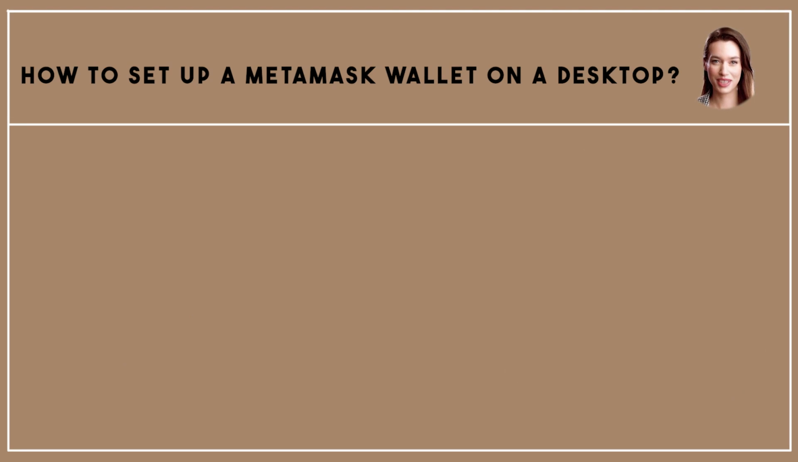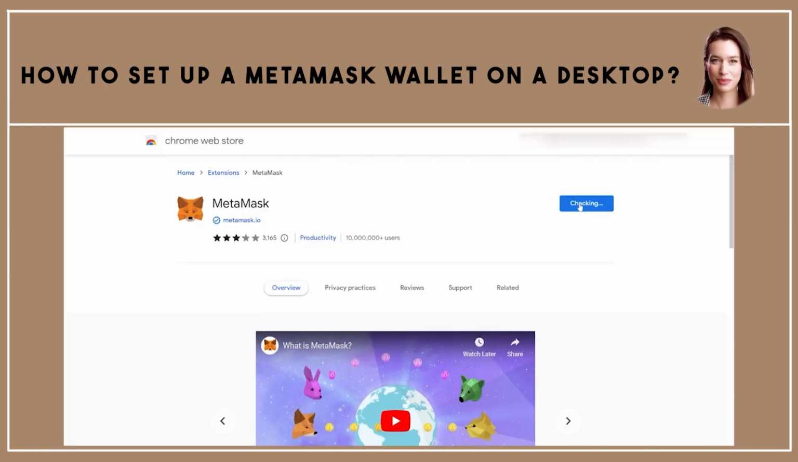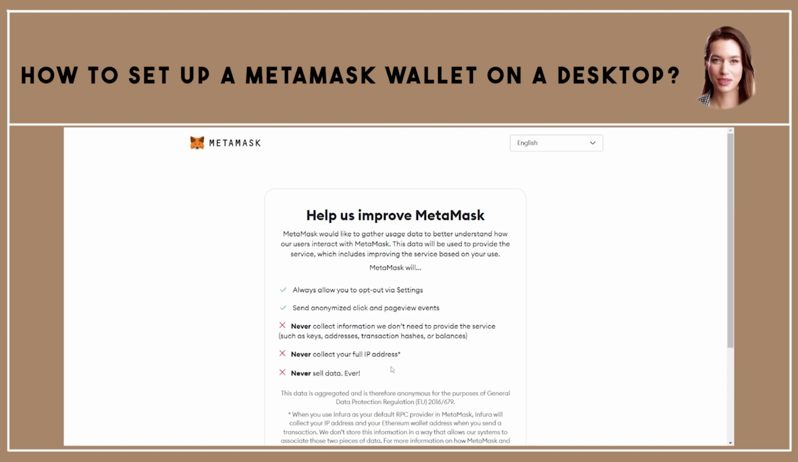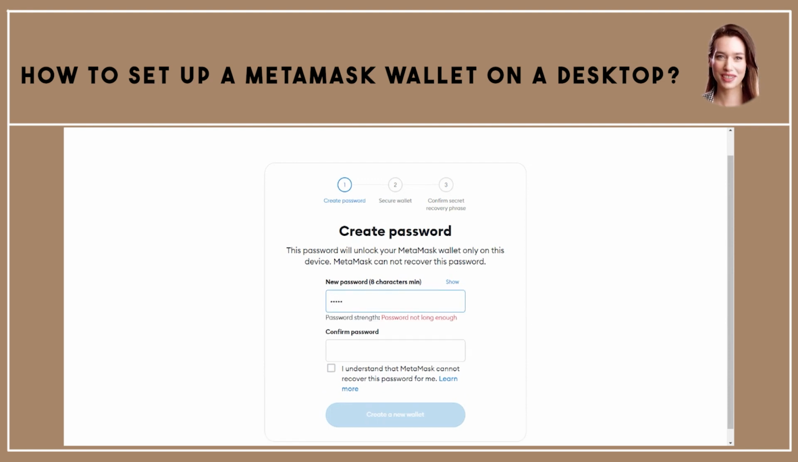How to set up a MetaMask wallet on a desktop. To set up a MetaMask wallet on your desktop, you need to follow these steps. Go to the Chrome Web Store and search for the MetaMask extension. Download and install the MetaMask extension for your browser. Next, you need to agree with MetaMask and continue with the setup. To get started, please read and accept their policies and proceed.